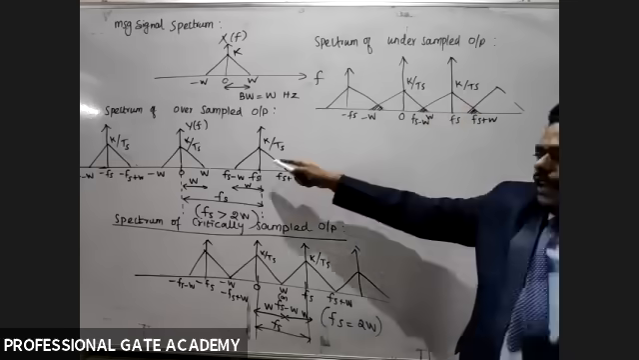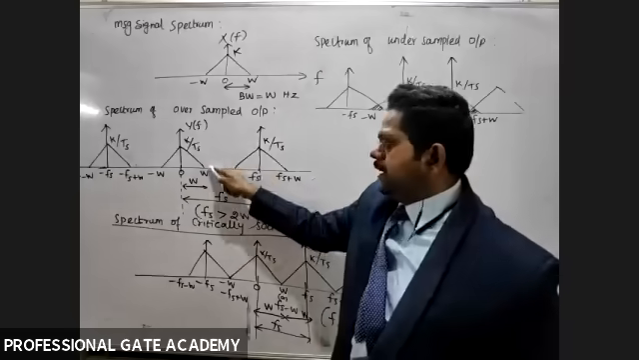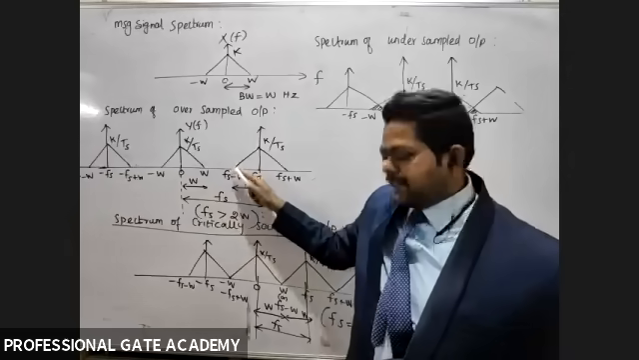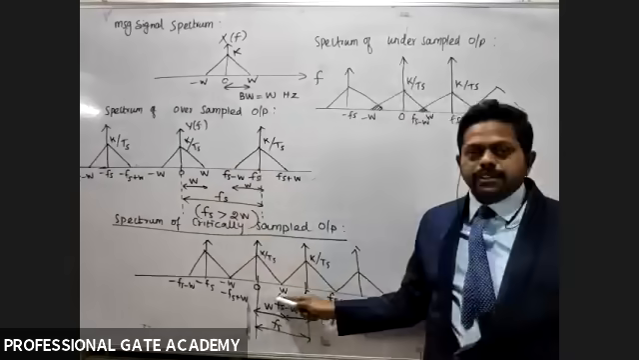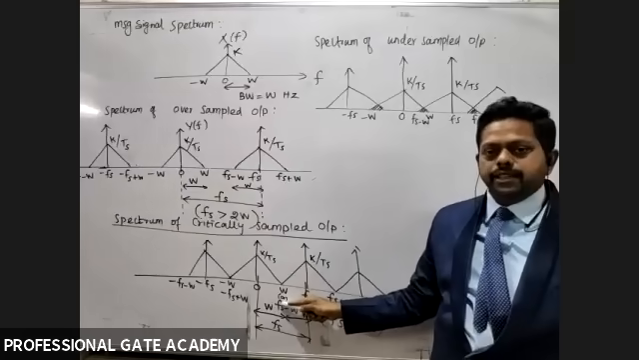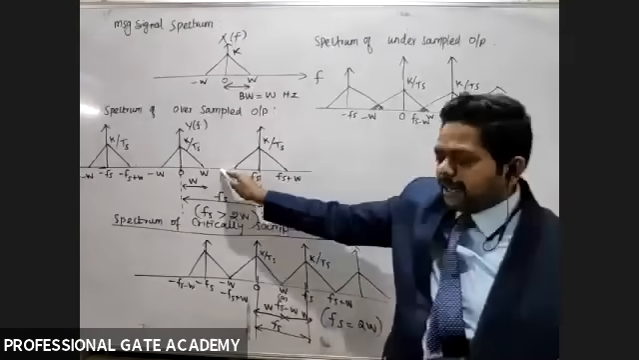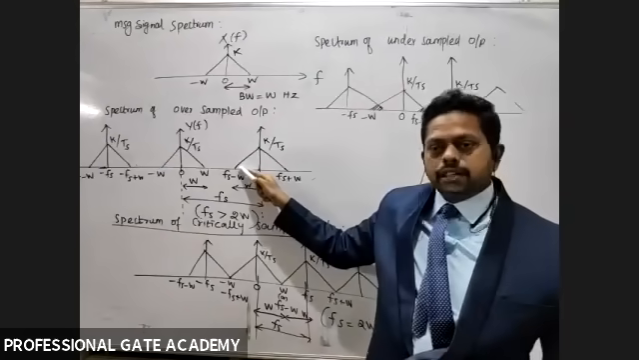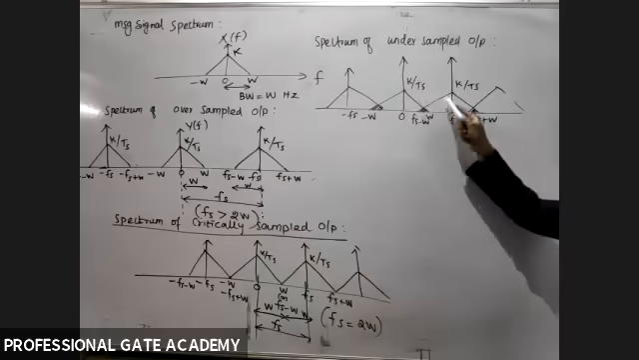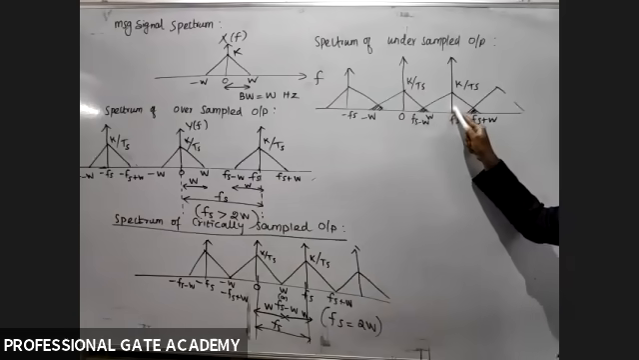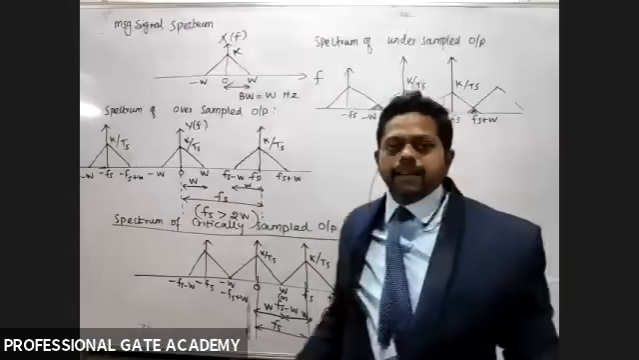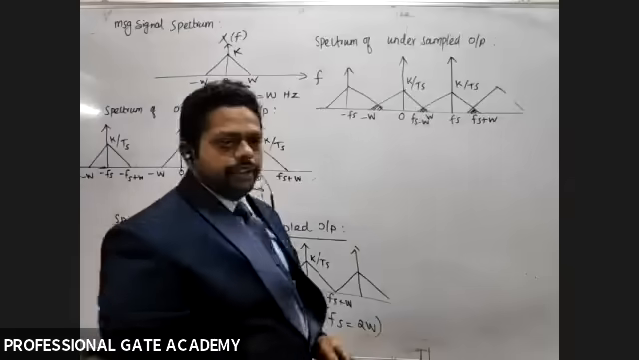So listen, in oversampling, there is a wide band gap between adjacent spectral components. In critical sampling, there is no band gap, so only Fs equal to 2W is satisfied. In oversampling, there is a band gap, so Fs greater than 2W. But in undersampling, adjacent spectral components are overlapping each other. So overlapping each other means we will get Fs less than 2W.